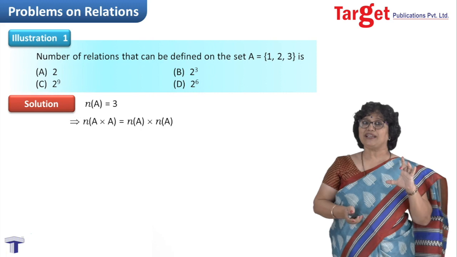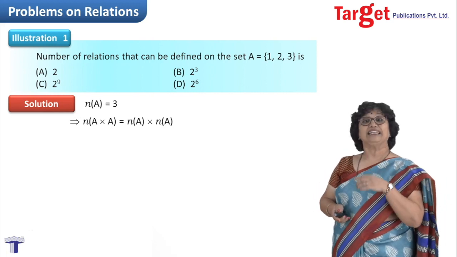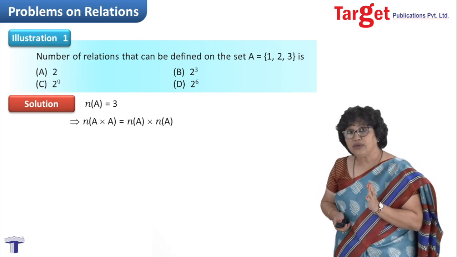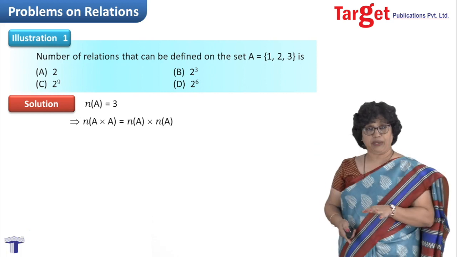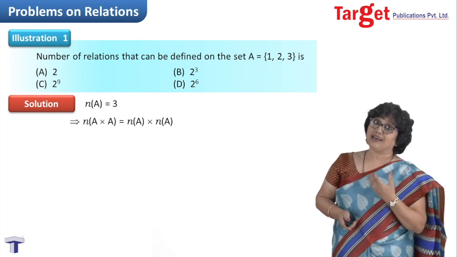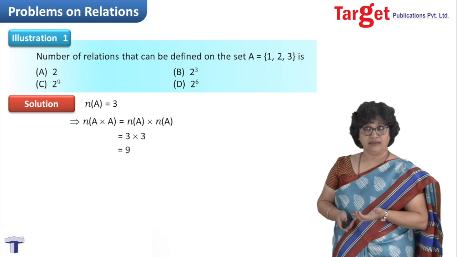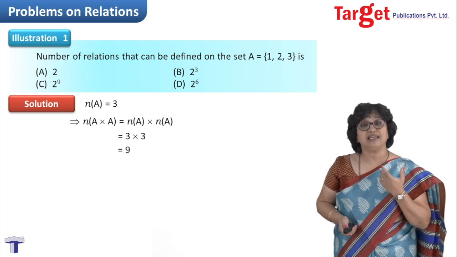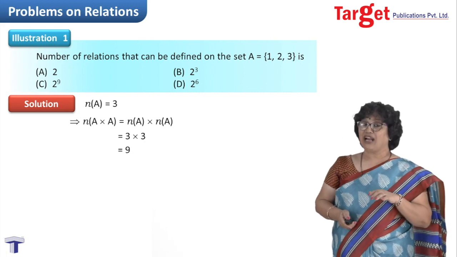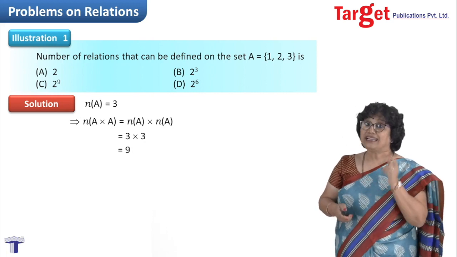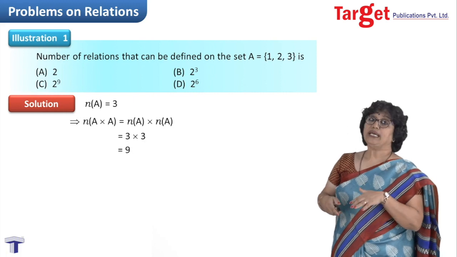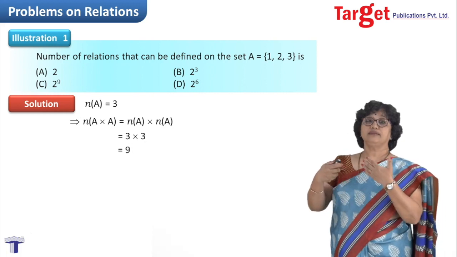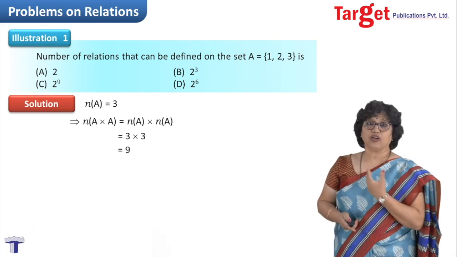So how many total pairs do you have? That is 9, and that is what I have written. The number of elements in A cross A would be n(A) into n(A), meaning 3 into 3, which is nothing but 9. So we have found the number of elements in A cross A. Now the question is regarding the number of relations on A. And for number of relations, what do we need? Relations means subsets. So is it not about the number of subsets of that A cross A?